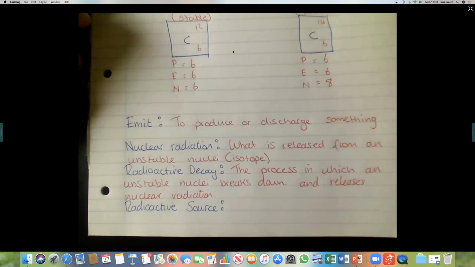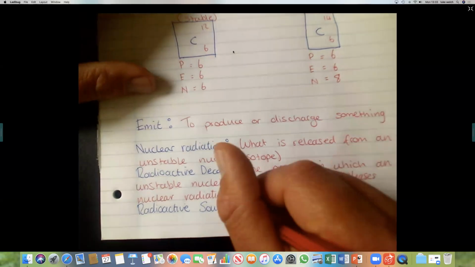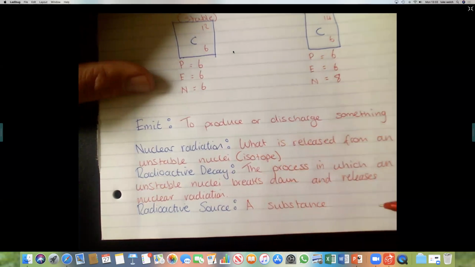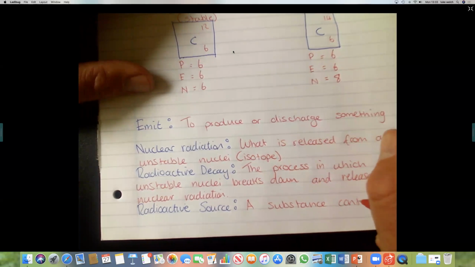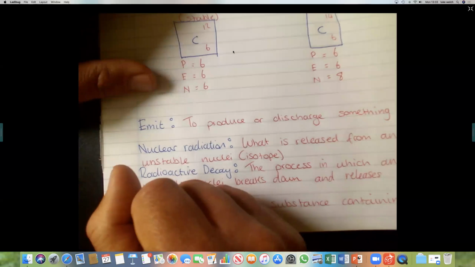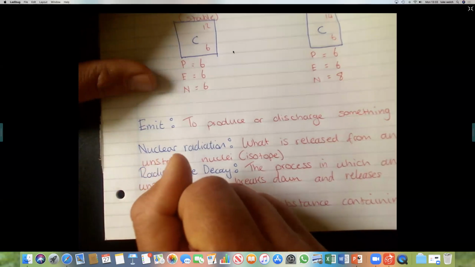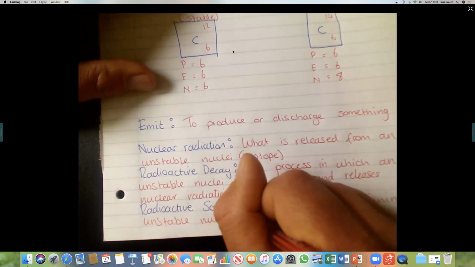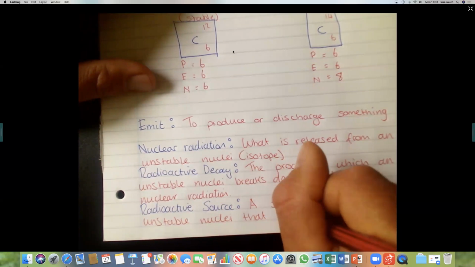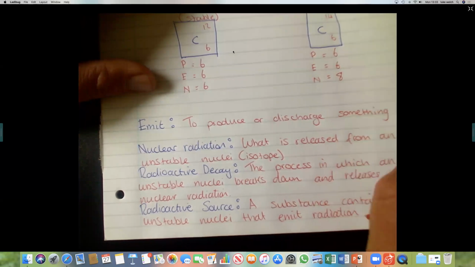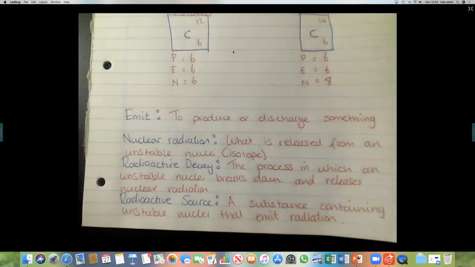A radioactive source then. All that is a substance containing unstable nuclei that emit radiation. So pause the video and make sure you get that down.